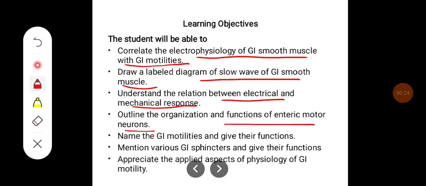function of enteric motor neurons, name the GI motilities and give their functions, mention various GI sphincters and give their function, appreciate applied aspects of physiology of GI motility.